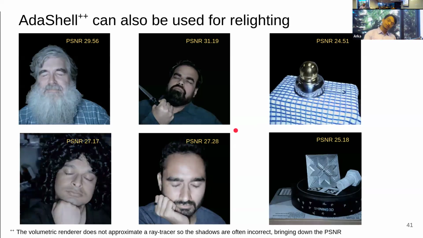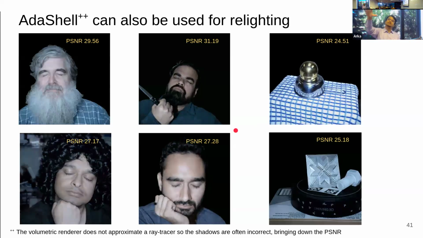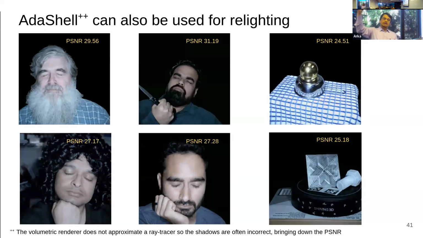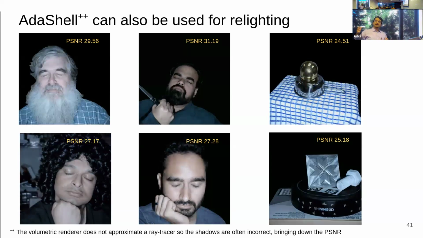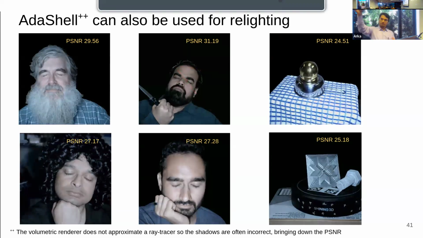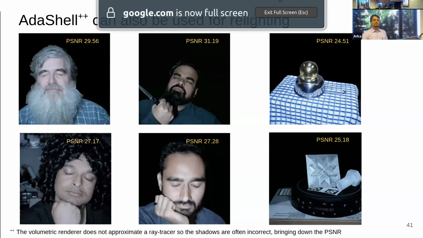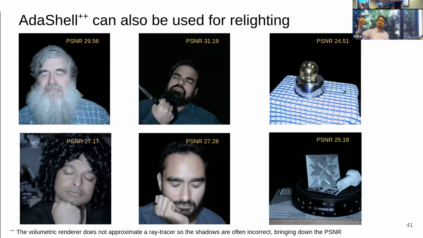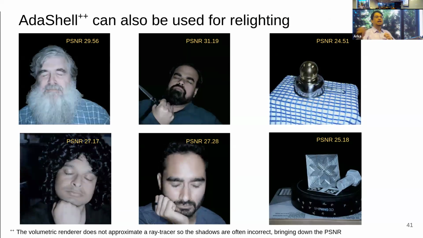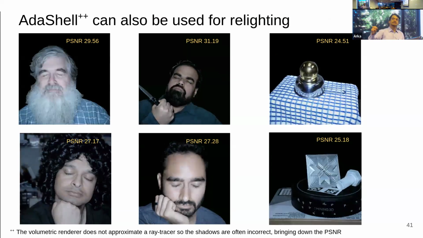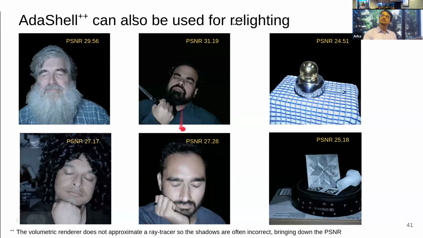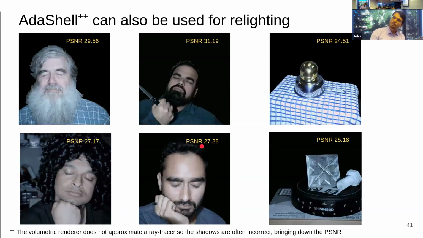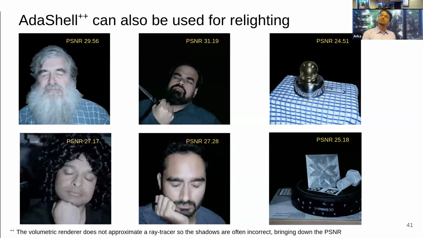I also should point out that apart from my face, all the images are missing the background. We reported the PSNR while the background was missing. That is because the volumetric rendering pipeline does not approximate a ray tracer. So if you're really carefully following the motion of the light and the shadow that I am casting on the background, you'll see that the shadows are incorrect. And this is what brings the PSNR down. So for these sequences, we report the PSNR with the background removed, not the shadow removed.